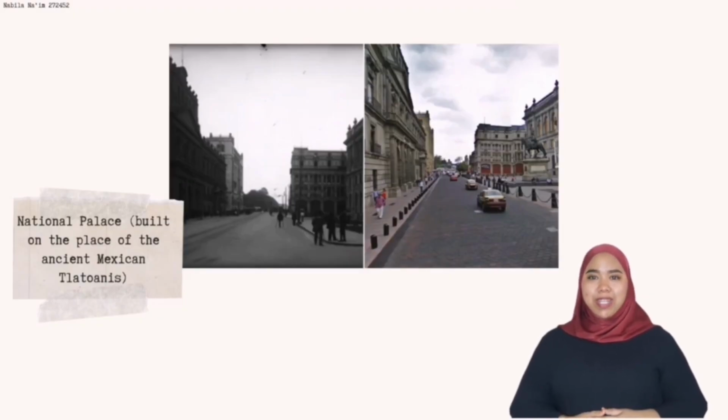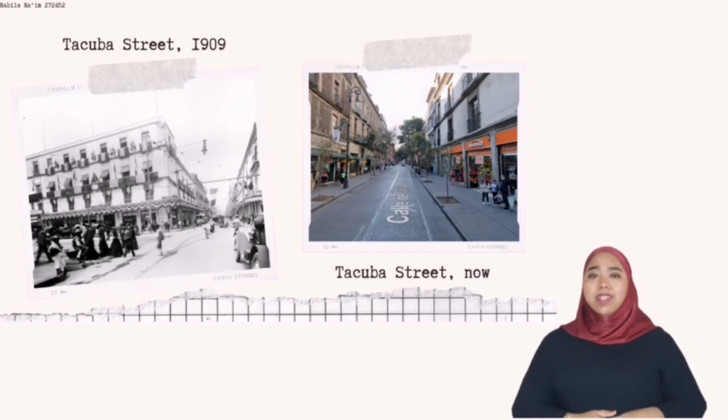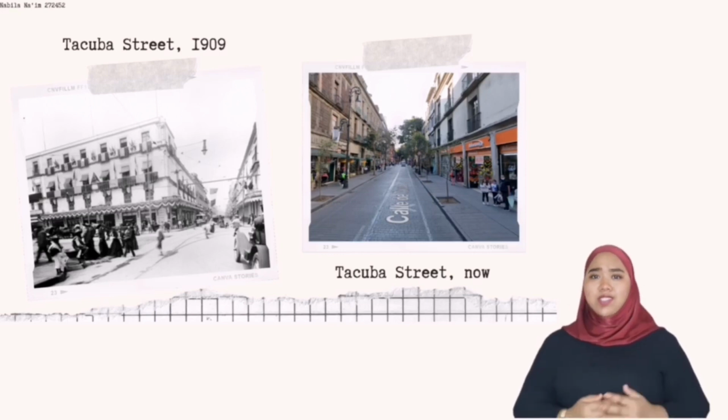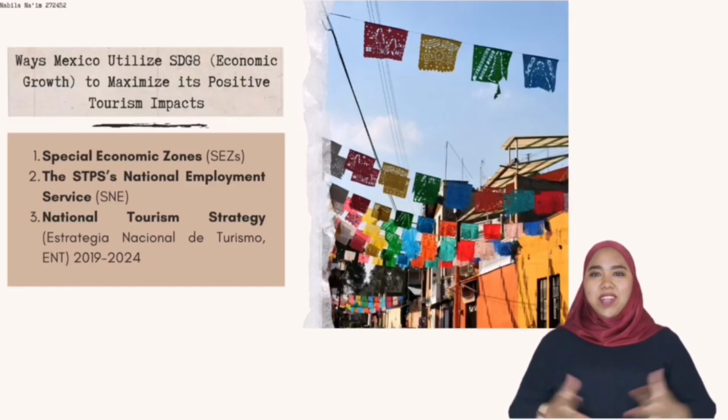Next is the National Palace, built on the place of the ancient Mexican Tlatoanis. You can see that the road has been paved well and the area has been upgraded to be more beautiful and tourist-friendly. This is an obvious example of improvement in Mexico. You can see the major difference of Tacuba Street in 1909 and now. Tacuba Street is one of the busiest streets in Mexico.